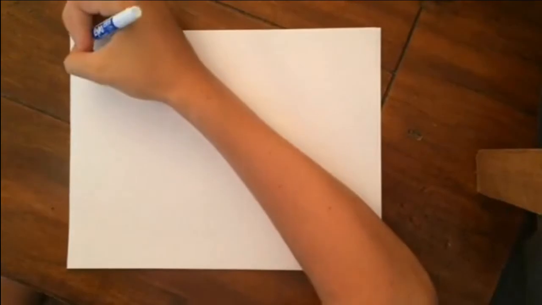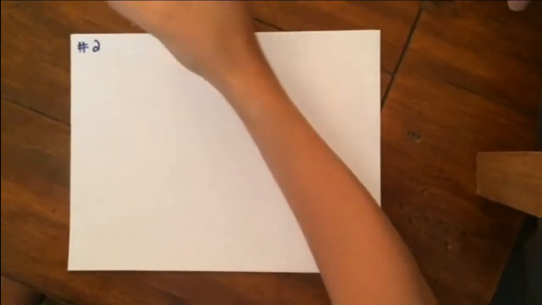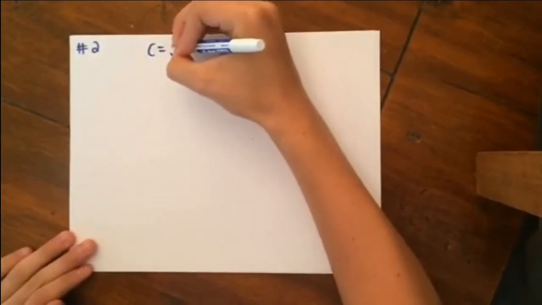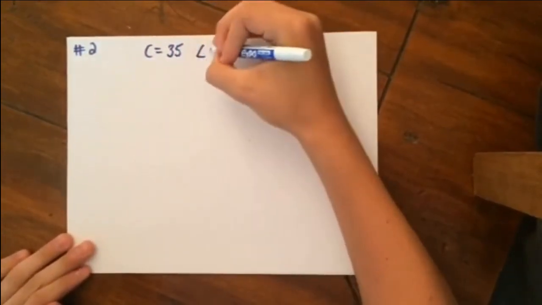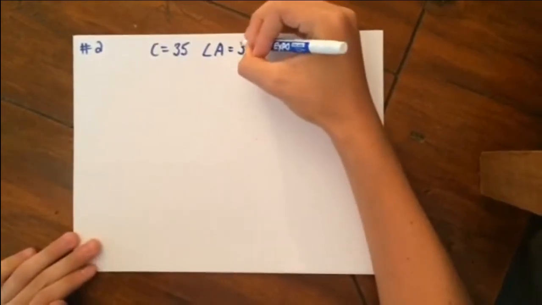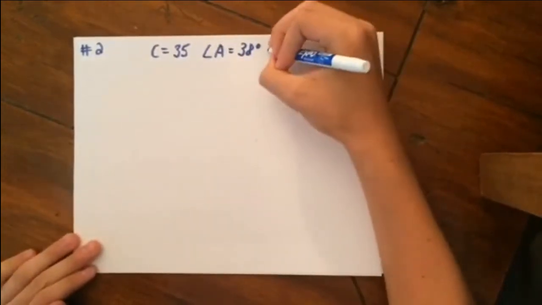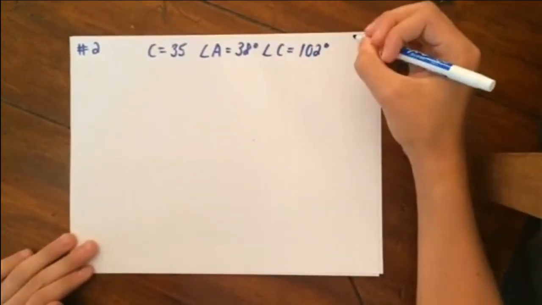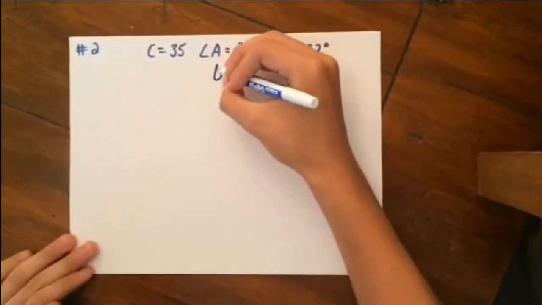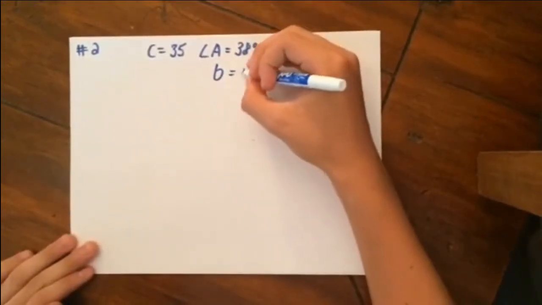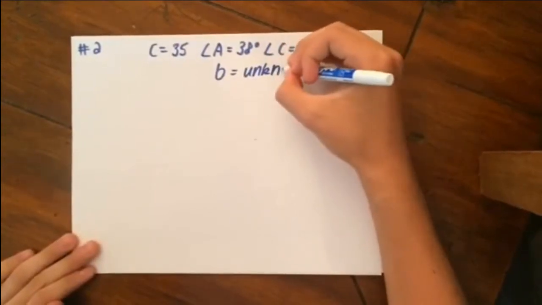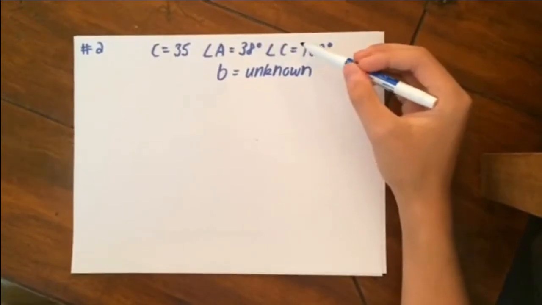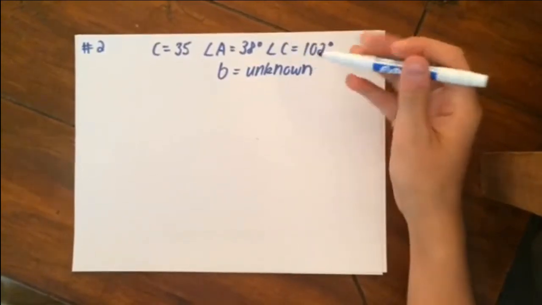Okay, so this is another sample problem having to do with the law of sines. So this one, C is given as 35. Angle A is given as 38 degrees. And angle C is given as 102 degrees. But our unknown in this is B. But we do not have an angle measurement for B.